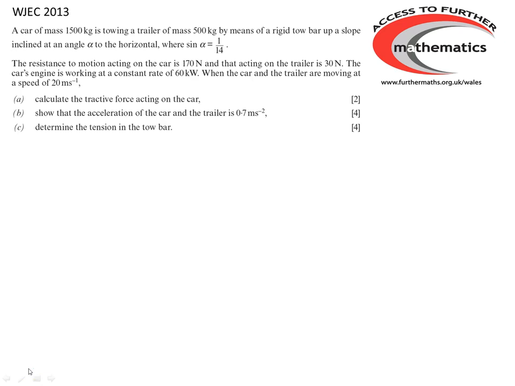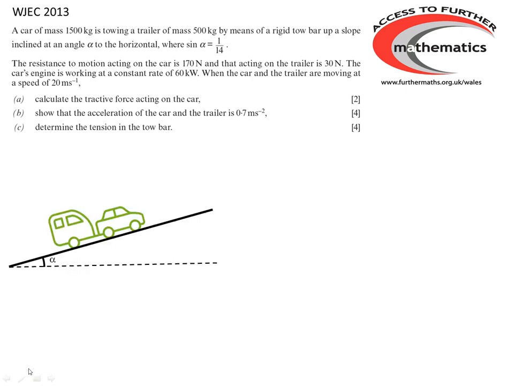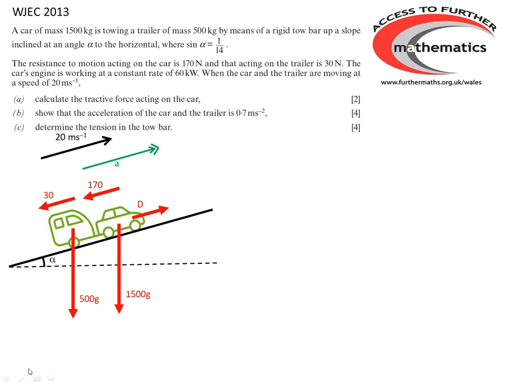So let's start by drawing our diagram. We've got the car and the trailer going up the hill. We've got the weight of the car, weight of the trailer. We have a resistive force of 170 newtons on the car and 30 newtons on the trailer. We've got a driving force on the car. We've got the car and the trailer going up the hill at 20 meters per second. There's going to be an acceleration up the hill as well. And to complete our diagram, we've got the reaction of the ground on the car and on the trailer.